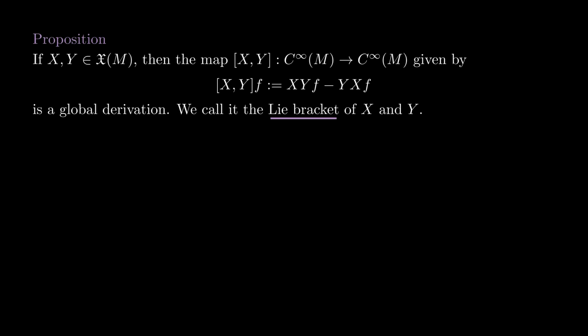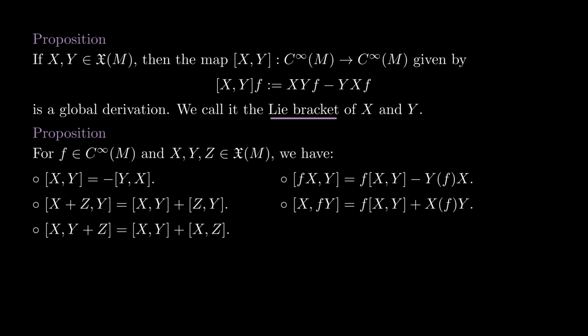We take the function from C-infinity of M to itself that takes a function f and returns the second derivative of f, first in the direction of y and then in the direction of x, minus the second derivative of f, first in the direction of x and then in the direction of y. This is again a global derivation, so it corresponds to a third vector field that we call the Lie bracket of x and y.